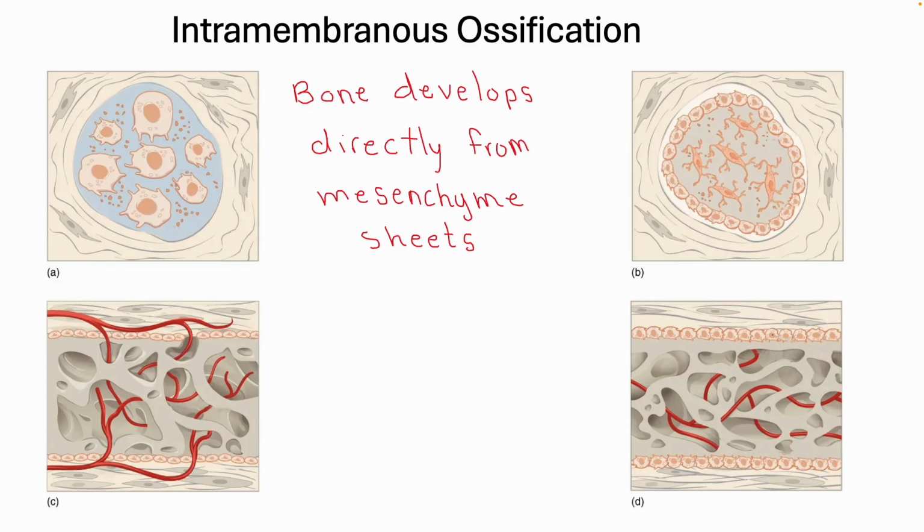Here, the secreted osteoid from these osteoblasts is going to eventually trap the bone cells, which are going to then become osteocytes. The trabeculae matrix and the periosteum are going to form, and then the spongy cavity is going to be infiltrated with blood vessels and fill with the red bone marrow.